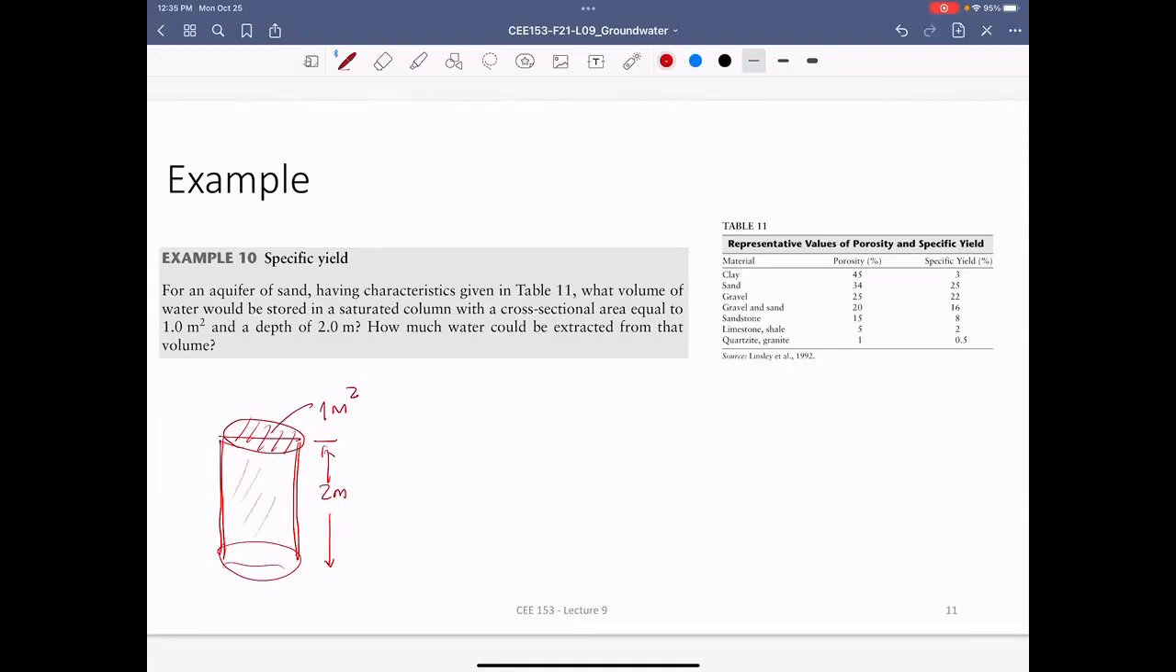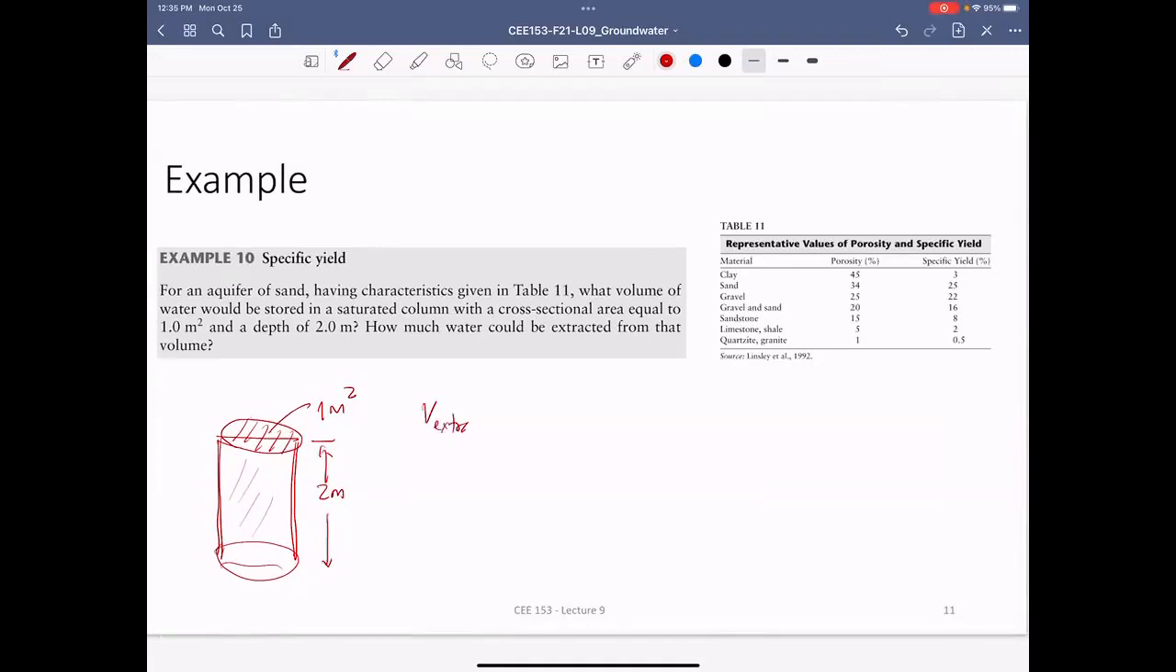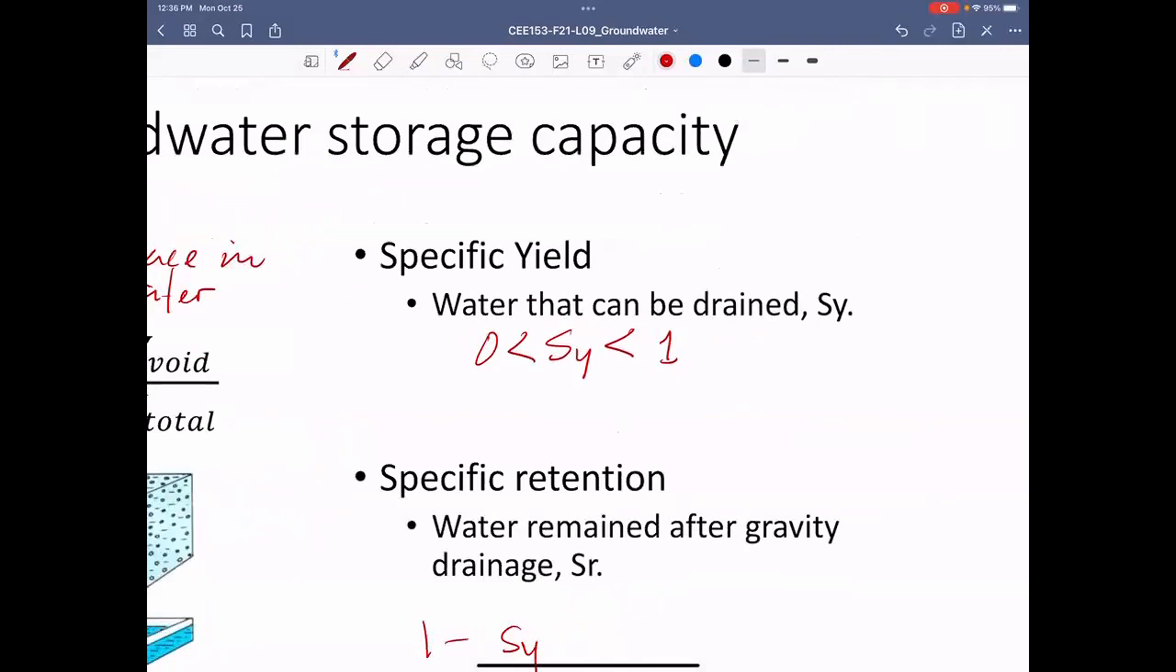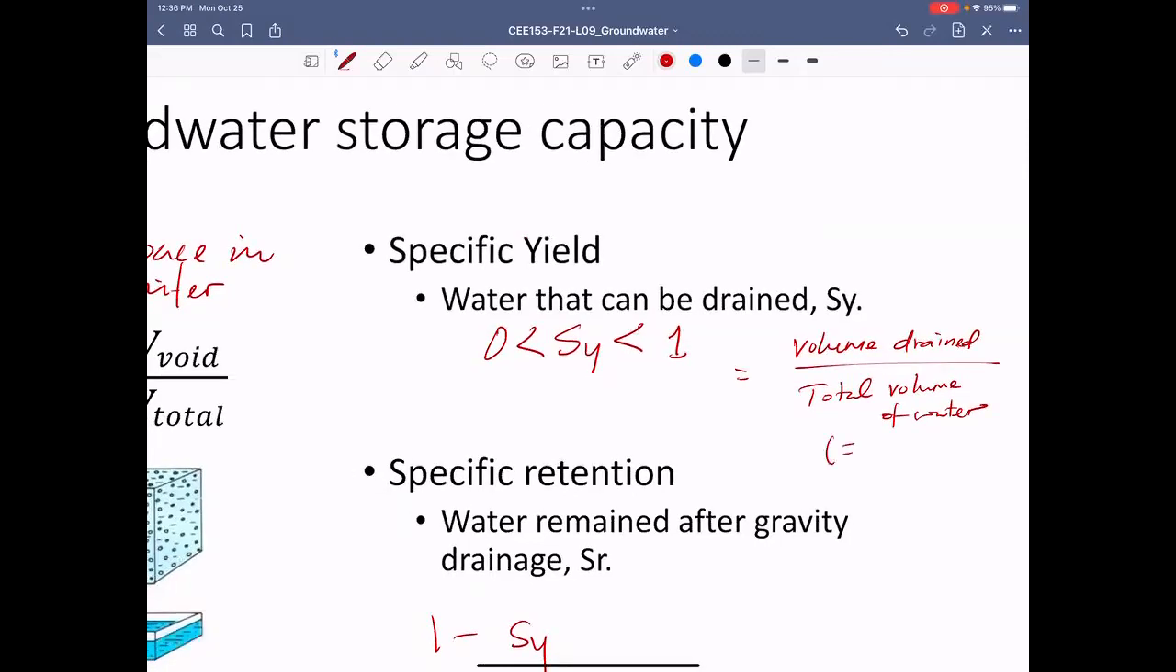So if you imagine you want to drain water from this soil aquifer area, how much water can you drain? First, you have to calculate how much water is there to begin with. That's the porosity. Then if you know the specific yield, that fraction of the porosity is the amount of water you can drain. So the volume of water extracted: specific yield is basically the volume drained or extracted divided by the total volume of water in the aquifer, which is basically the porosity.